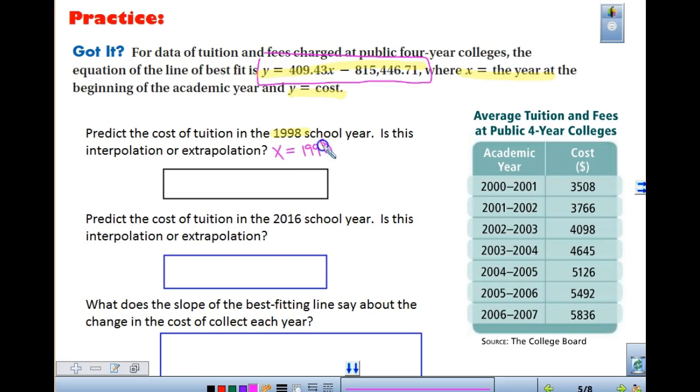Would you say that this is an interpolation or extrapolation from this data table? 1998. This is going to be an extrapolation. So please right now, write down that you are putting x equals 1998 and replace on your calculator, put in 409.43 times 1998 minus this number.